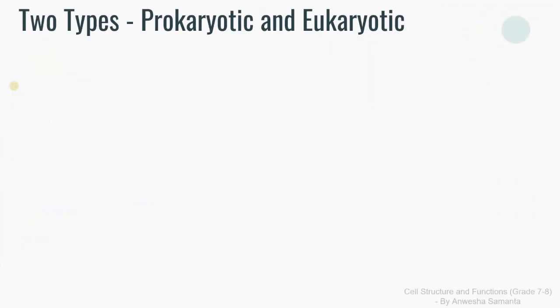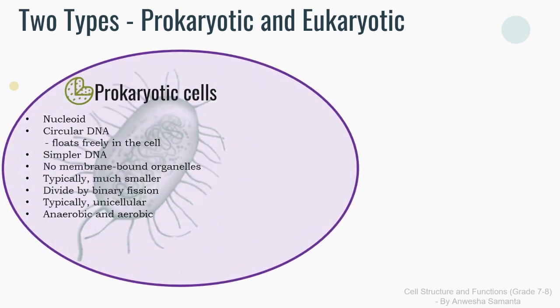So there are two types of cells, prokaryotic and eukaryotic. Prokaryotic cells do not have a nucleus. Instead, we say that they have a nucleoid, which means that their genetic material, which is a circular DNA, floats freely in the cell and is not membrane bound. And this DNA is a very simple DNA.